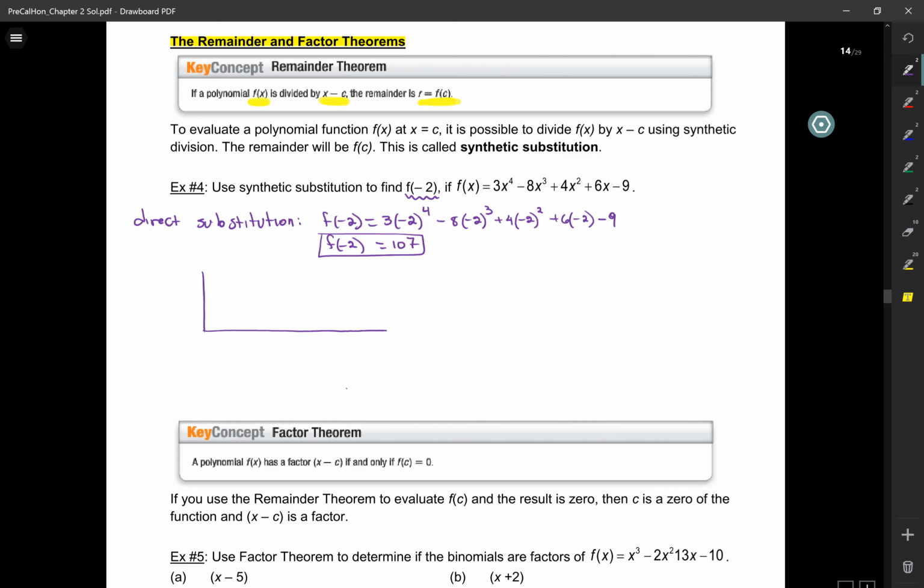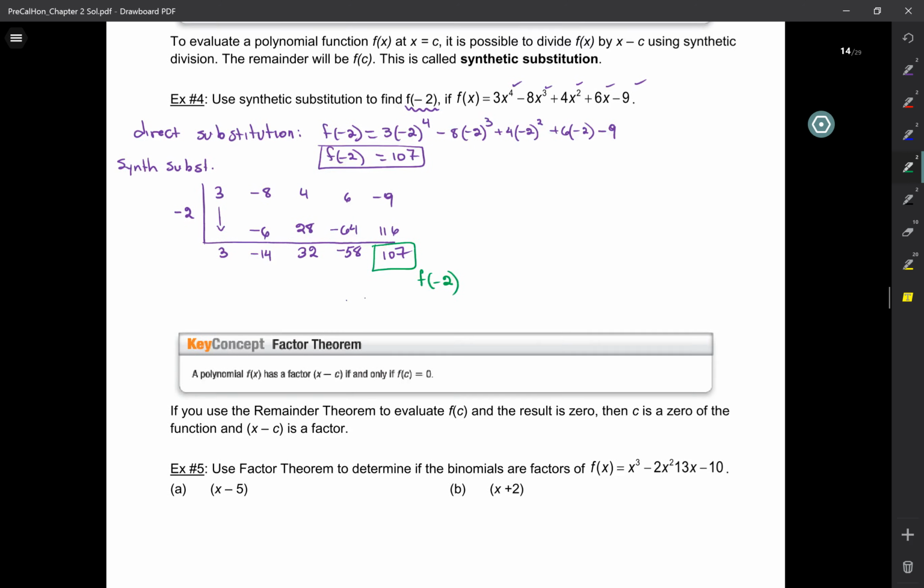So look at this. Now let's do it using synthetic substitution. It's just like if we're dividing. Here we have exponents of 4, 3, 2, 1, 0. We're good to go: 3, negative 8, 4, 6, negative 9. And out here we put negative 2. Bring down the 3, multiply, negative 6, add, negative 14, multiply, 28, add, 32, multiply, negative 64, add, negative 58. Multiply, 116, add, 107, and oh my gosh, that remainder is f of negative 2. So that's all you have to do. And tomorrow in class, I will show you the proof of this one.